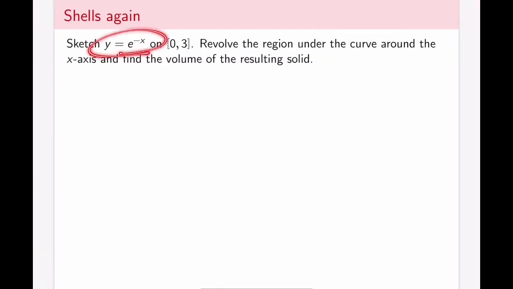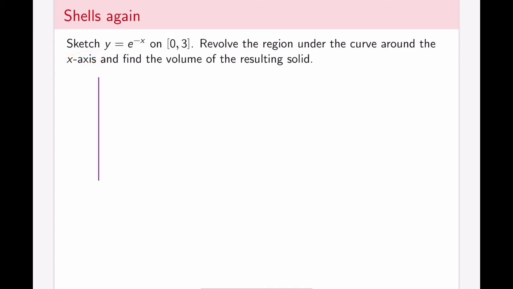This is y equals e to the negative x, and I'm given it on the interval from 0 to 3. I would like to revolve the region under the curve around the x-axis and then find the volume of the resulting solid. So notice here that I've already switched axes. In the previous example, we rotated around y. Now we're going to be rotating around x. Let's see how that will be different.